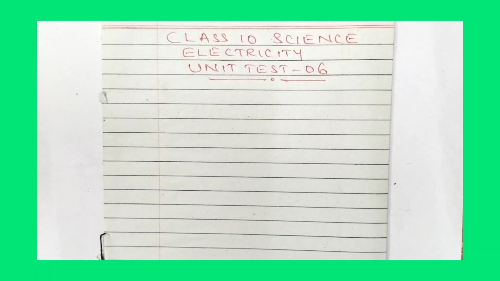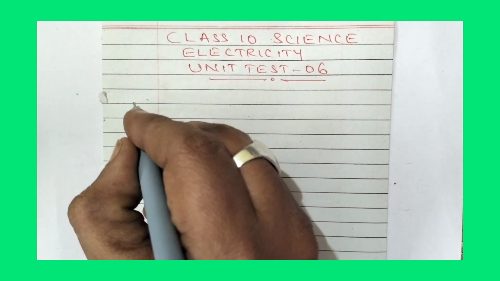In this video we are going to continue class 10 science electricity. This is unit test paper number 6. In the previous video we have answered all the questions related to unit test paper number 5. Now let us move to unit test paper number 6.